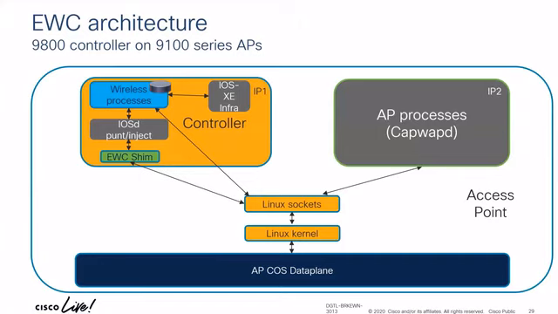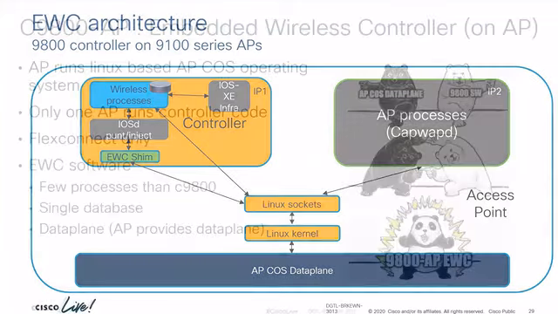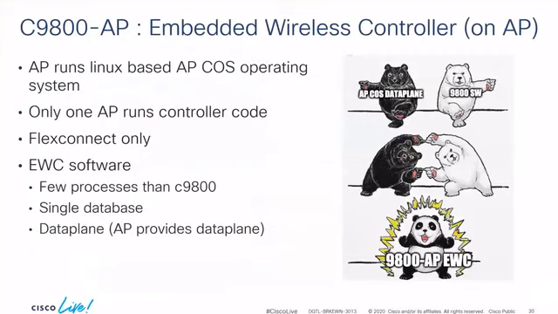In addition, we have some ISD punt injector infra, and the new entity that is introduced is what is called an EWC shim, and we'll see its use in a couple of minutes here. Now, again, to quickly summarize, APCOS provides the data plane and it provides the Linux-based operating system, or the access point runs the APCOS Linux-based operating system.